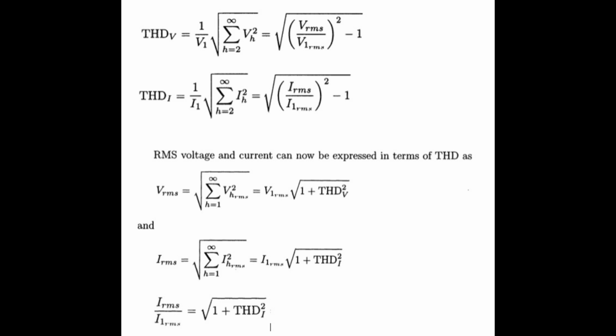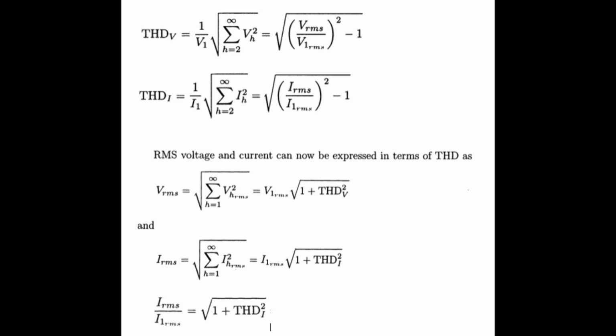You can calculate Vrms, voltage and current, and write them in terms of total harmonic distortion. When you write the formula, Vrms is equal to V1 RMS times the square root of 1 plus total harmonic distortion square. And similarly, you will get IRMS in terms of total harmonic distortion.